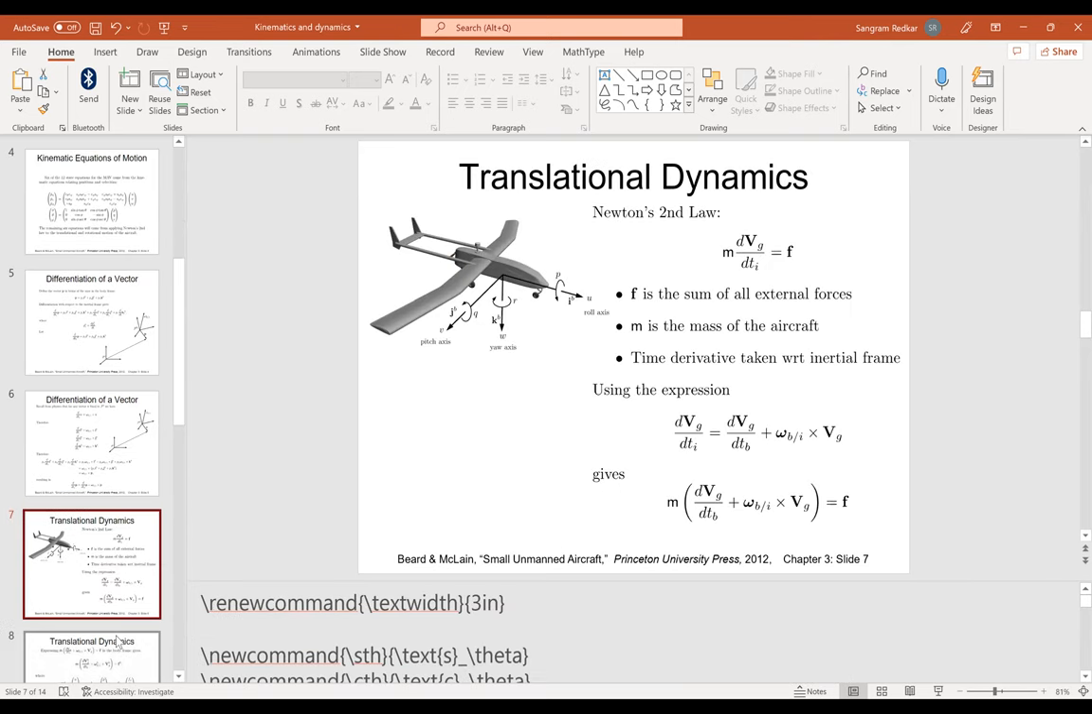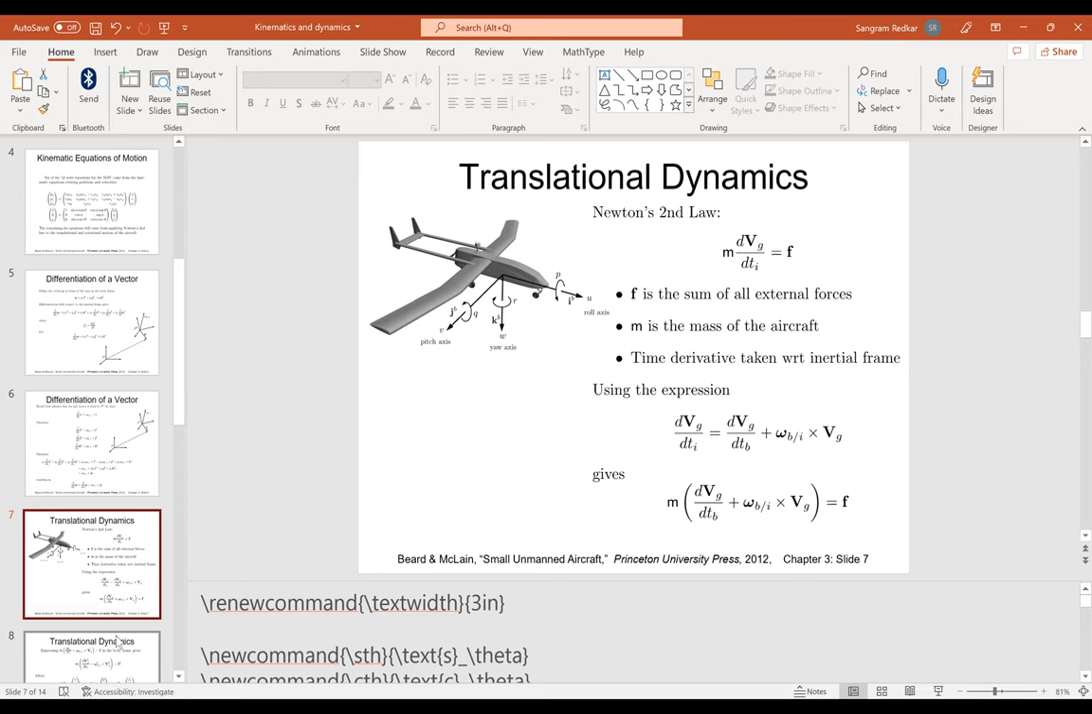This is the crux. Now, how does this get applied to translational dynamics, which means force is equal to mass times acceleration? Rate of change of linear momentum is equal to the external forces. What is linear momentum? Linear momentum is mass times velocity. So I take the rate of change of mass times velocity, equal to external force. In this particular case, mass is a scalar, so it comes out of the bracket. So I want you to just look at the last equation: the derivative of Vg with respect to time, plus omega cross Vg. Everyone understood this? Where Vg is your vector. So derivative of Vg plus omega cross Vg.